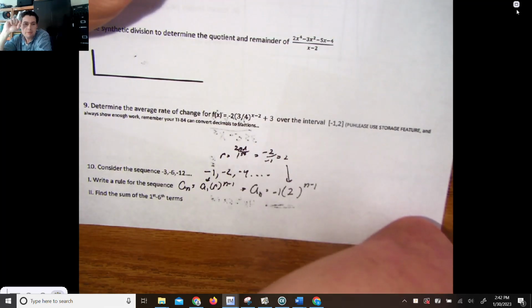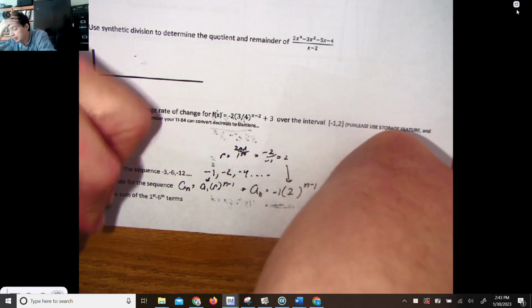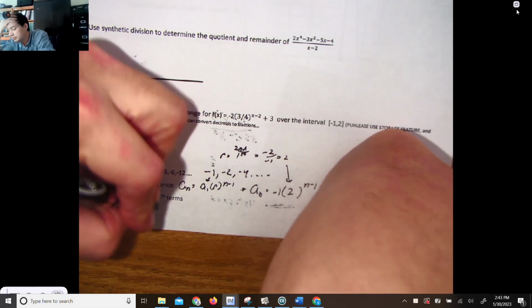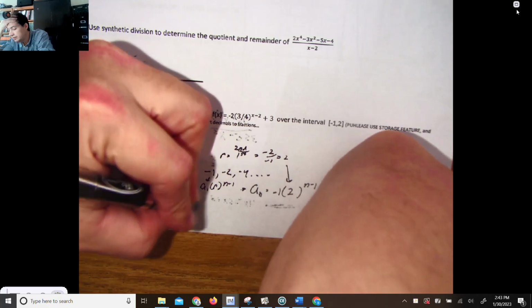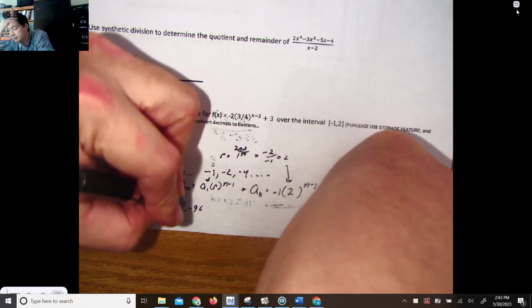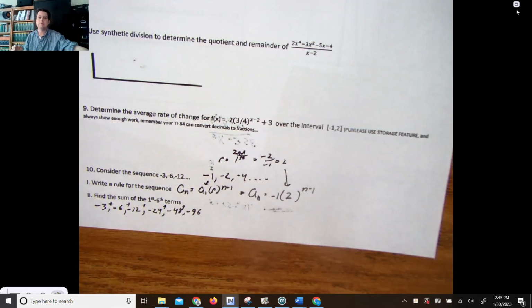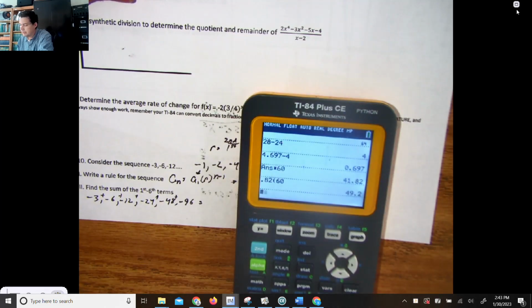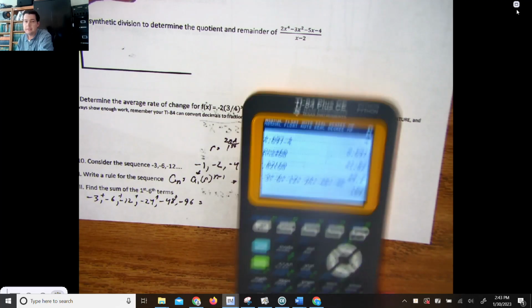Now, I mentioned that part 2 could be done two different ways. There's a formula, or you can just write it out. It's the first through the sixth terms. It's not that hard to write out 6 terms. If you figured out that you're multiplying by 2, the next one's 24, then 48, and then -96. And you could just add those all together. Now, if this is the route you decide to go, you need to show this to me, okay? I don't care to see where you actually did the addition, but you need to write out the 6 pieces. So we got a -3 plus a -6 plus a -12 plus a -24 plus a -48 plus a -96. -189.